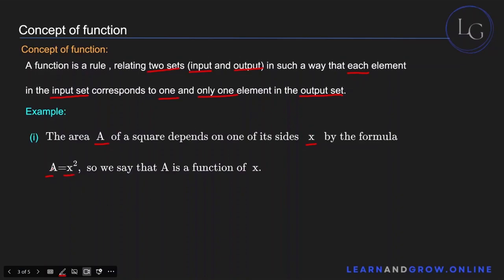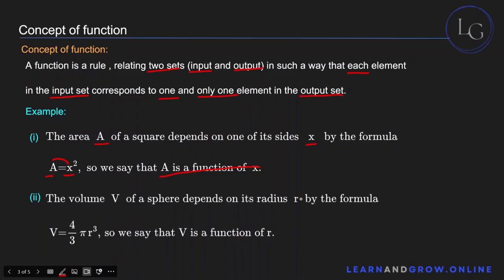That basically means x is the input here, and each input of x gives you a distinct value of A, right? So A is a function of x. For example, if you put 2 in place of x, that is 2 square, and that gives you 4. No other value of x will give you 4 in the output. So it's a one-on-one correspondence, and it is a function.